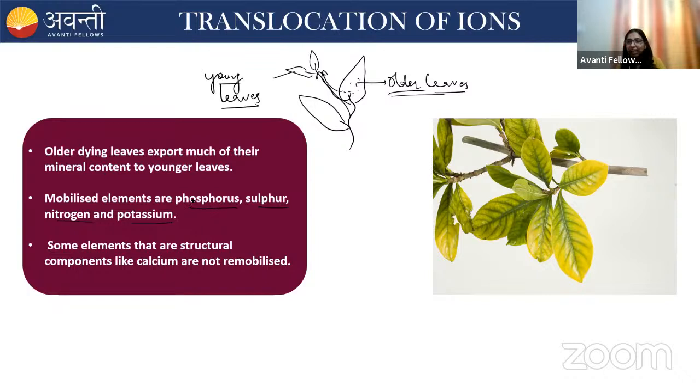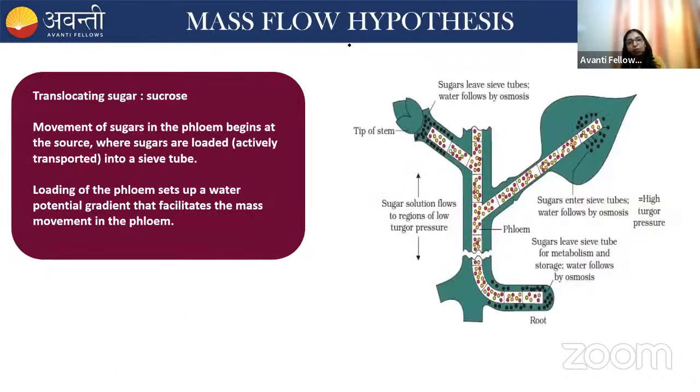But there are some elements which are immobile, like calcium. Calcium is immobile. Very important. Remember this point, beta, that calcium is immobile because it is a part of a structural component, so it cannot move out. Okay, it's clear now. Translocation of minerals. Now moving next. Mass flow hypothesis. It is proposed by Ernst Munch.